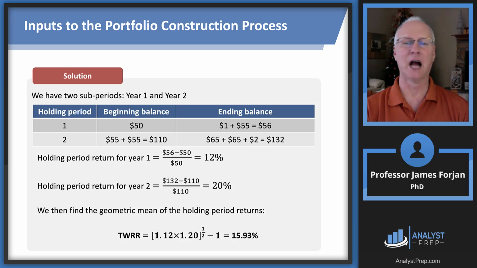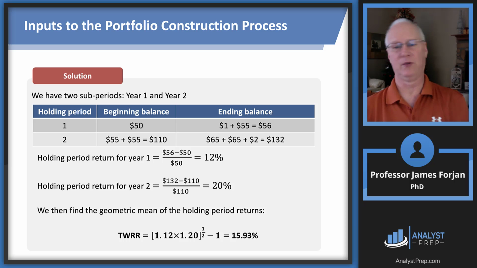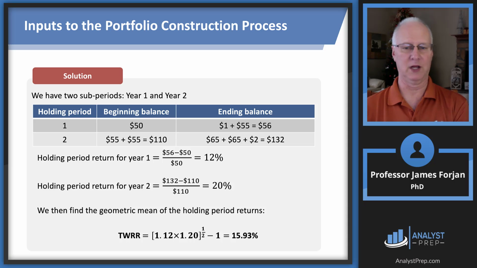I call this decompounding. I'm not sure that's a word, but I'm sure that you can figure out what I mean by it. So we raise it to the 1/2, and then we subtract 1 because we're multiplying 1 times 1, so you've got to get rid of that. So there's 15.93% time-weighted return for this fund manager.